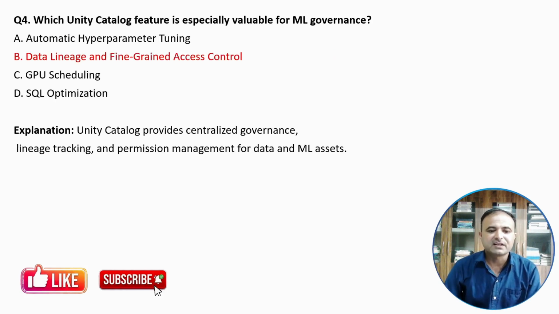Now, which Unity Catalog feature is especially valuable for ML governance? That is data lineage and fine-grained access control, which is basically related to ML governance. We are already familiar that Unity Catalog provides centralized governance. And a lot of things are available like Auto Loader, vacuum, pipelining, and some ETL processes, data ingestion, DLT, data lake, which provide some assets. So you should have the basic concepts.